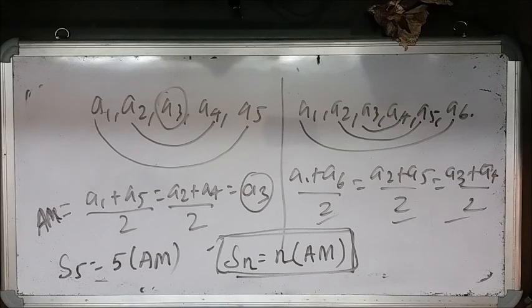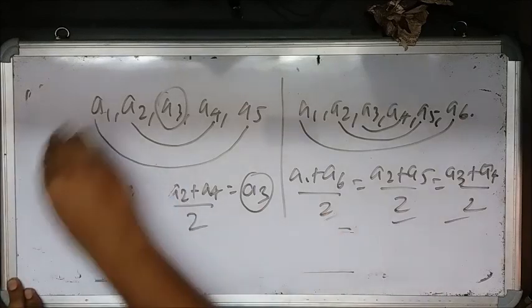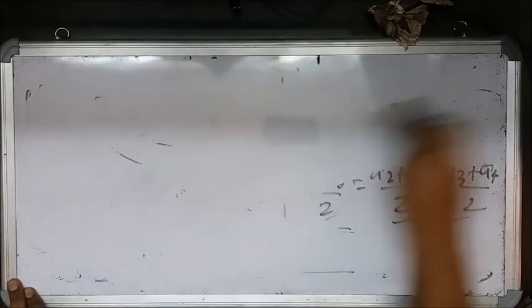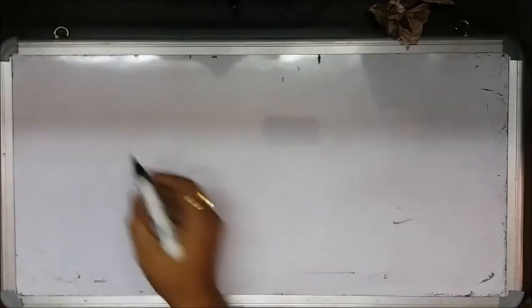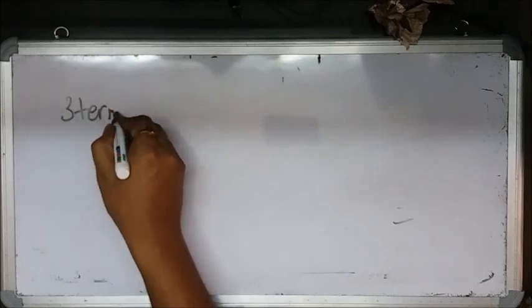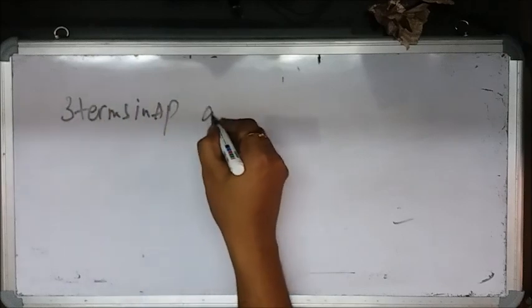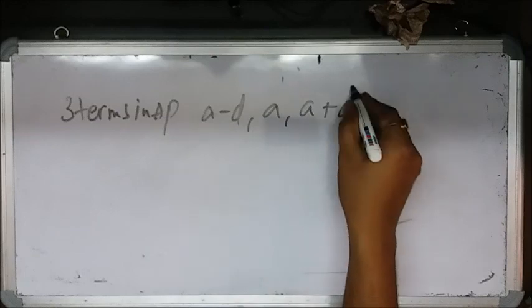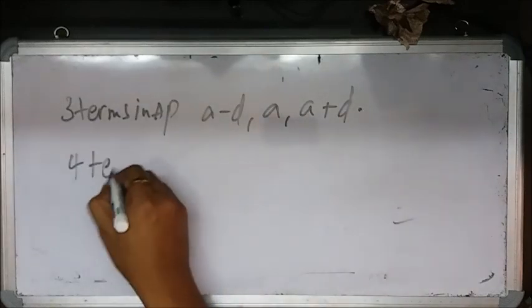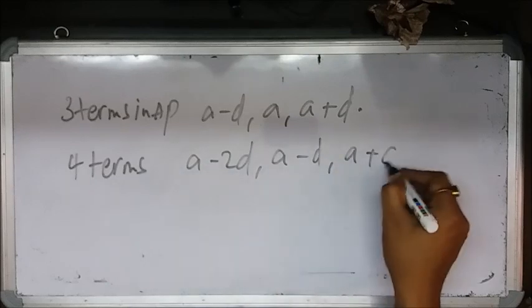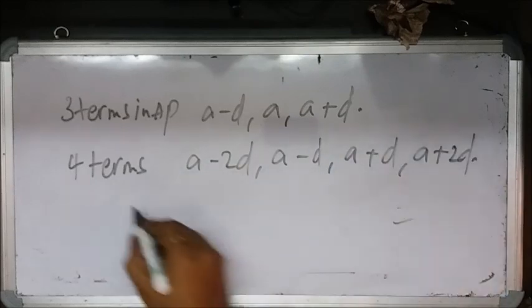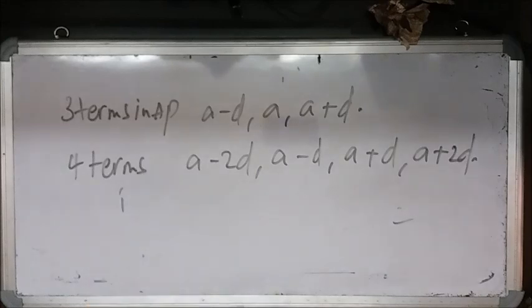Right. Now one last thing that I would like to mention: sometimes inside the question you are supposed to assume terms in AP. So if they ask you to find 3 terms in AP, you can assume them like this: a minus d, a and a plus d. If you have to assume 4 terms, we assume them as a minus 3d, a minus d, a plus d, and a plus 3d, and so on. So this is the thing which is important.